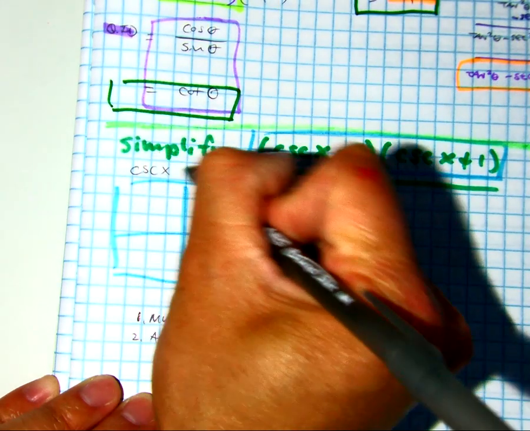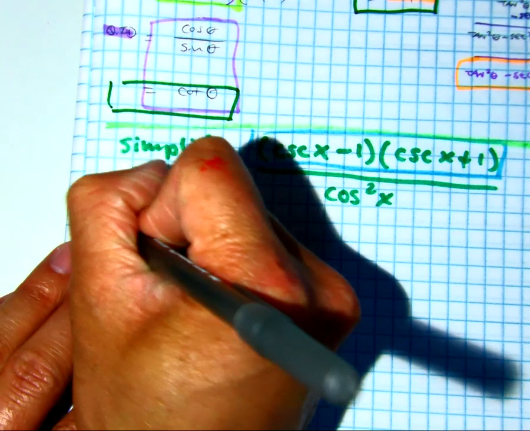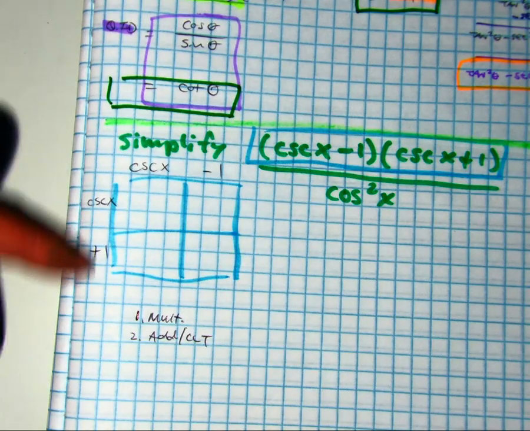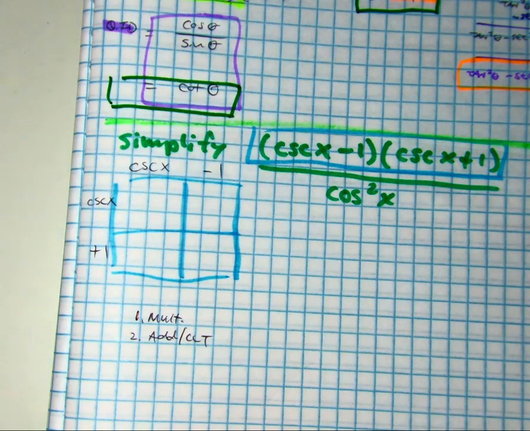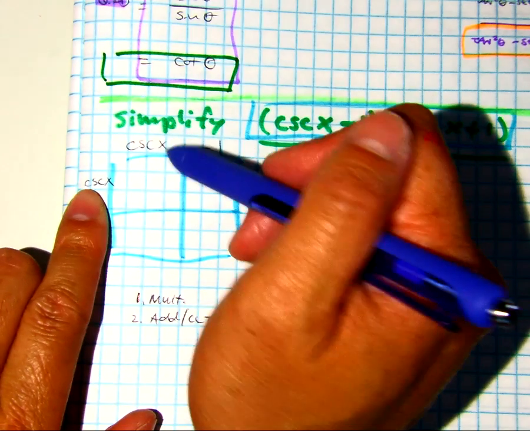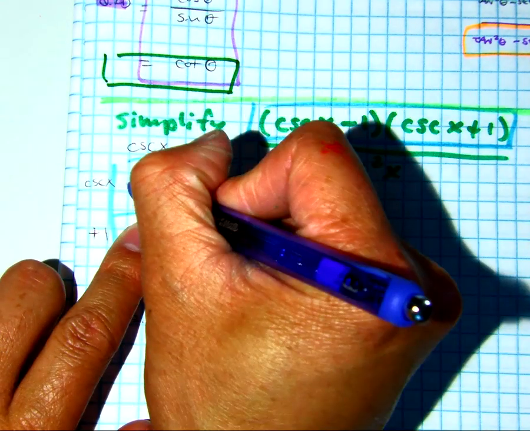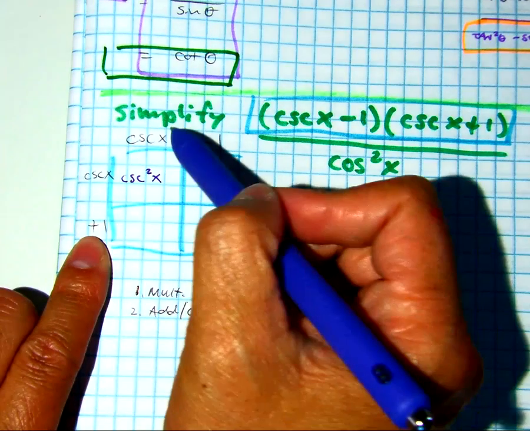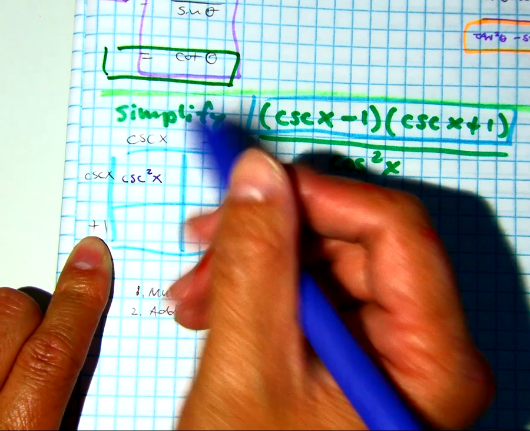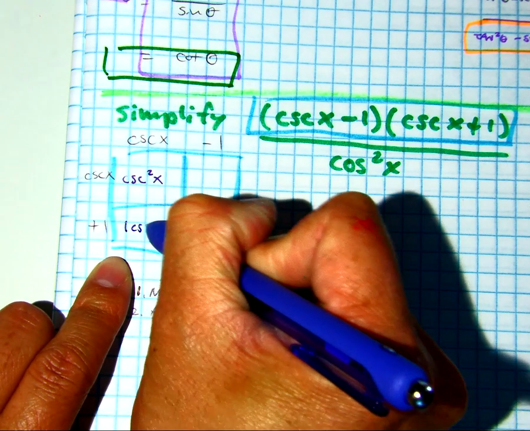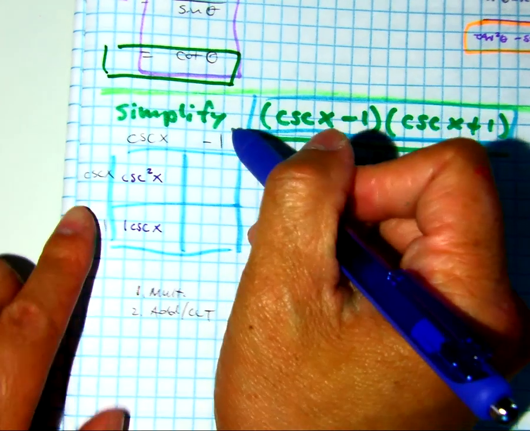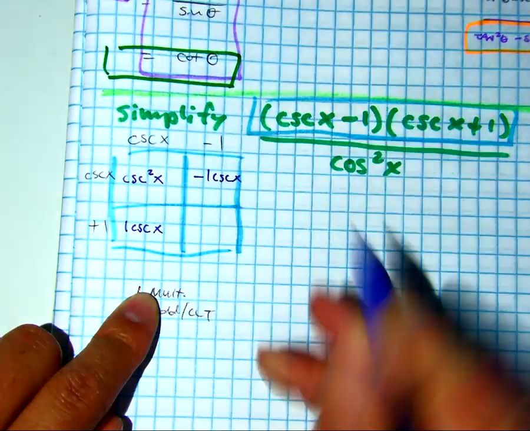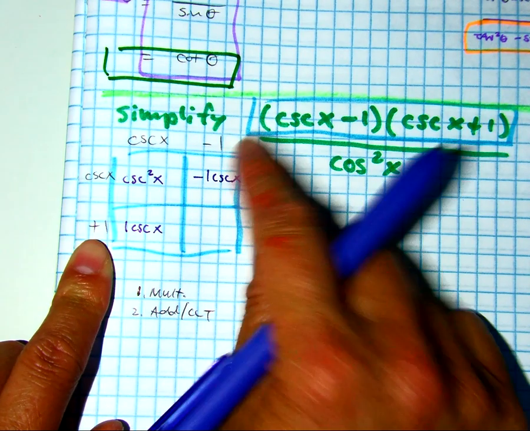Cosecant x minus 1, cosecant x plus 1. It does not matter if you had put in the minus 1 over here and the plus 1 over there. Let's multiply, class. Cosecant x times cosecant x is cosecant squared x. 1 times cosecant x is 1 cosecant x. Negative 1 times cosecant x is negative 1 cosecant x. And negative 1 times 1 is negative 1.